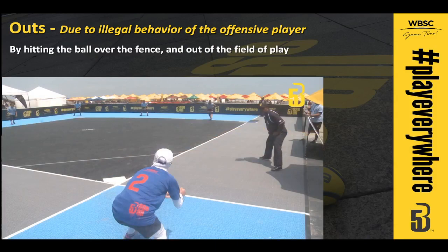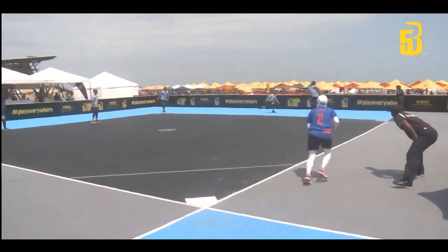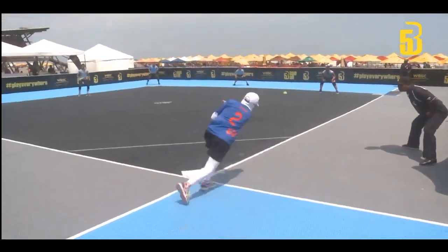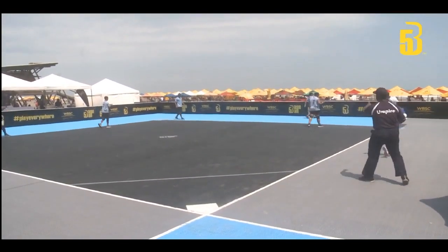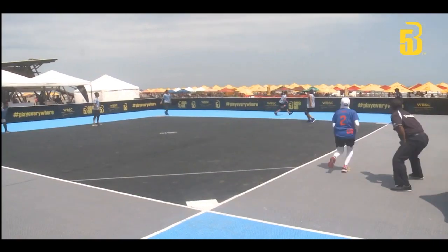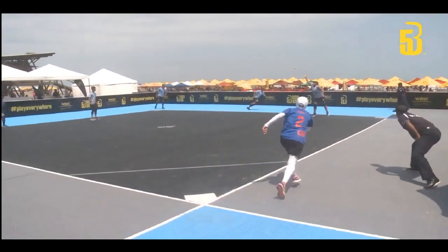This is a similar situation, but this time the batter hits the ball over the fence. Obviously, that's great news if you're playing baseball or softball, but in baseball 5, it's an automatic out, and there was no delay by the field official making that call of out. You do not want to hit a home run by hitting it over the fence. Can't happen.